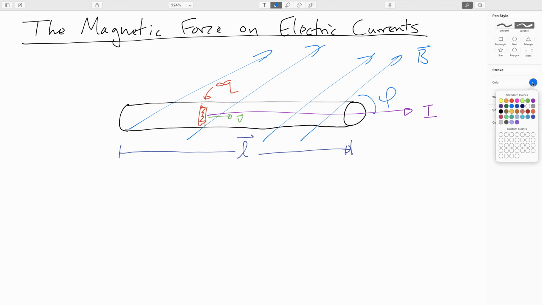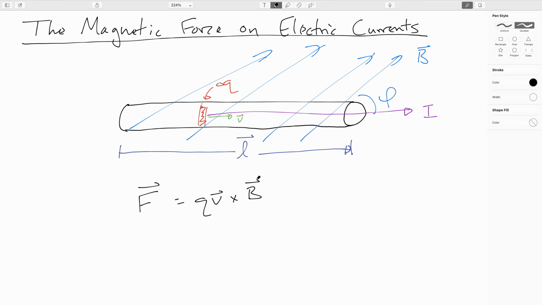All right, so we can start by saying that the force that the wire would feel would be equal to Q V cross B. Now, here's the trick that we can do. If we take a look at the time it takes for this piece of charge to move across this length L, we can observe that L will be equal to V delta T. So I can go ahead and multiply and divide through by L.